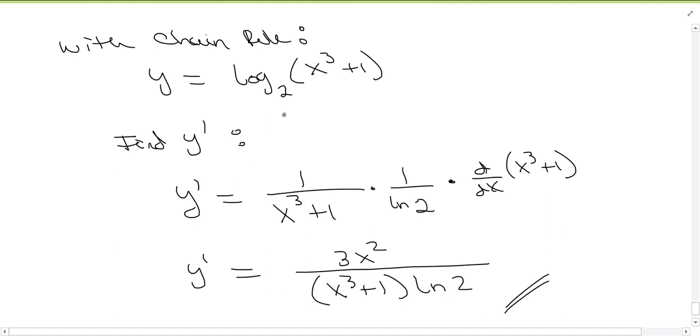So when the base is something other than e, if it's not the natural log, if it's some other log, then you have to do times 1 over the natural log of whatever the base is.